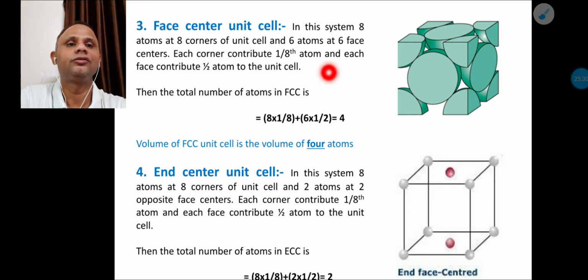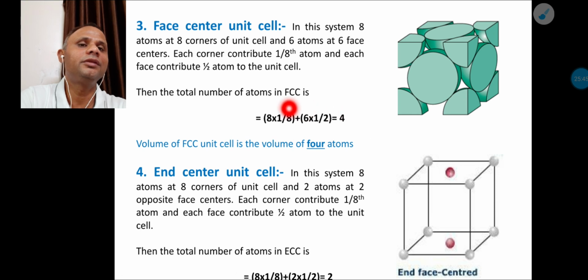So the total number of atoms present in the FCC unit cell will be, from the corners, 8 corners into 1 by 8, plus 6 faces, each face contributing one half, that means 6 into one half, which gives a total of 4. That means the FCC unit cell has 4 atoms present. So according to the statement, the volume of the FCC unit cell will be the volume of 4 atoms.